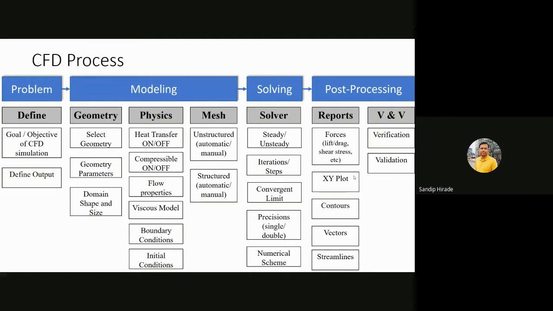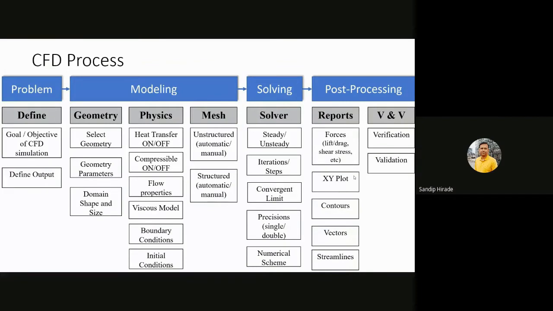Once you have a geometry, you go for meshing. Now, in meshing you can go for unstructured meshing or structured meshing, and for both you have an automatic approach or a manual approach. In the automatic approach, you may not have control over all the parameters, but in the manual approach you can control each and every cell, and you can define your mesh. So this is about the modeling.